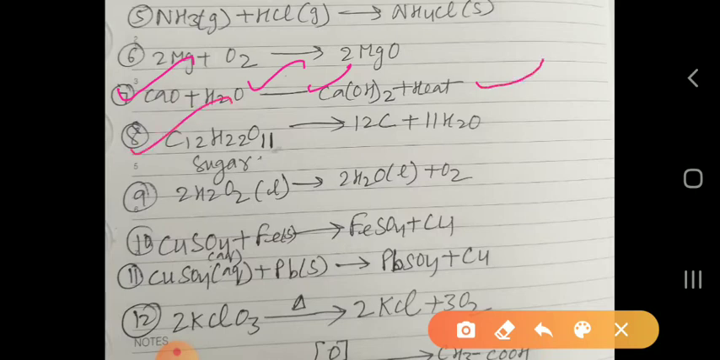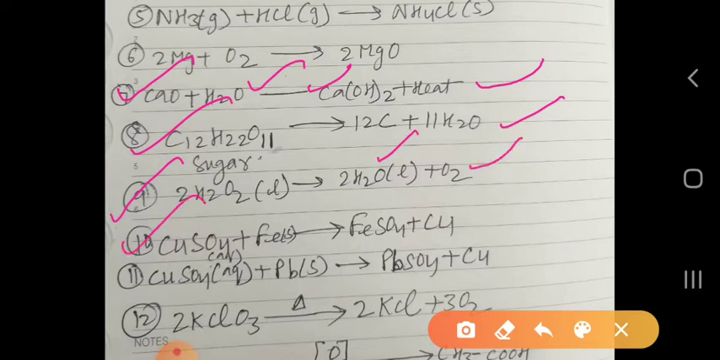The next one is C12H22O11, that is the formula for sugar. When it is burned, black carbon is formed as a product, along with water. Then next is 2H2O2, that is in liquid form, that is hydrogen peroxide. It undergoes slow decomposition and changes to water and oxygen. So here you can see water and oxygen are formed.